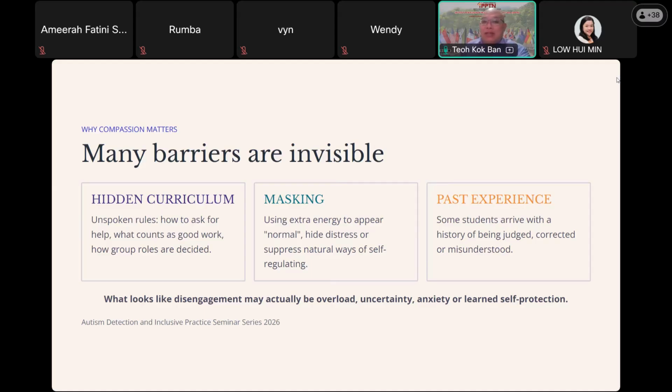So these are the barriers that we cannot see. Whether it is curriculums, unwritten rules, masking to behave in a way that we like, or past experience, they just behave as they are told to be so that they can continuously survive. So they would behave differently. And please, all educators like me, we do not have to assume too fast. We can be curious and try to find out what is going on with the student, try to understand what they have actually gone through.